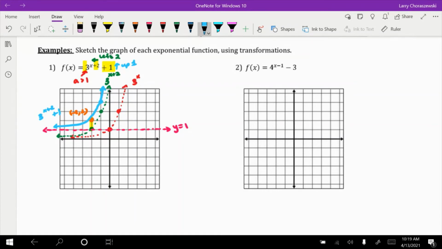All right, I'm going to start sketching mine out. The base a is 4, and that's a base that's greater than 1. So the first graph I'll do is 4 to the x, which will go through (0, 1) and (1, 4). The left end will be near the x-axis, and the right end will go up to positive infinity.